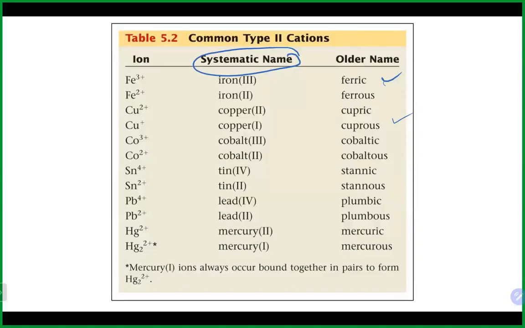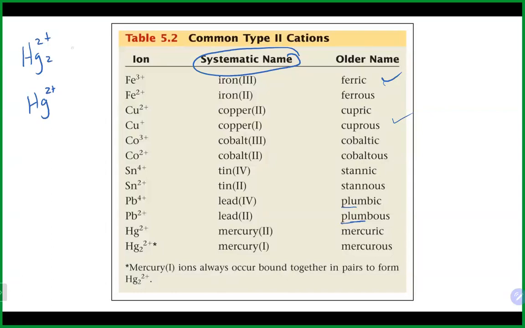As you can see, some of the other ones use more of their old school names, like plumbic or plumbous for lead instead of lead. Mercury, by the way, is an interesting one. Let's just talk a second about mercury, as that sometimes confuses people. The mercury ions look like this. And oddly, the one with all the 2s is actually mercury 1, and the one with only one 2 is mercury 2.